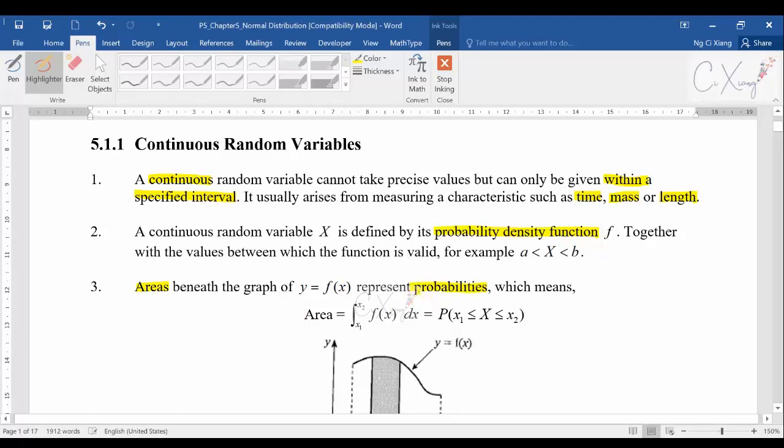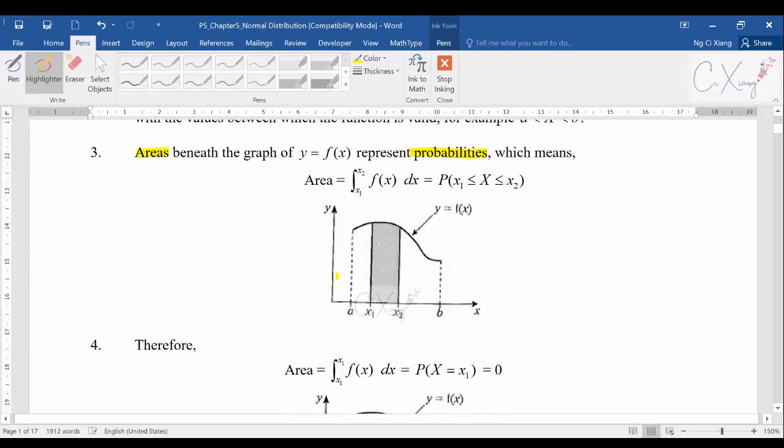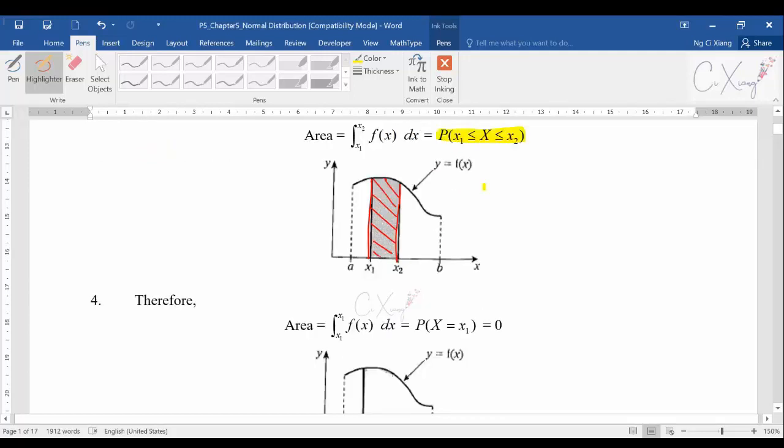So if I have a function like this in the figure, and I integrate this function from x1 until x2, the value we get is the area under the graph. This area also means the probability of x between x1 and x2. So you have to try to link the area under the graph with the probability.